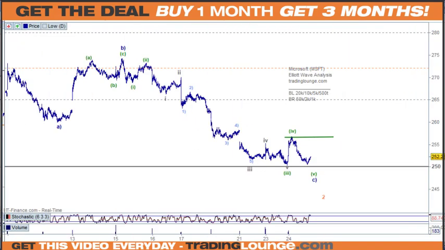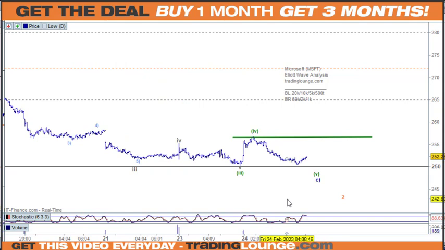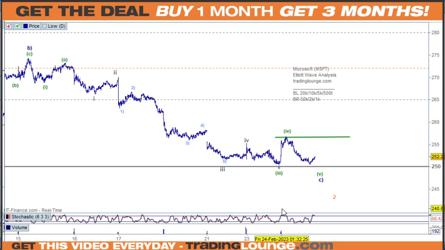Alrighty. Microsoft, well, we've got our wave 4, and if that's breached, we can go long at that point. We haven't really made a new low here. I can see that we've got 1, 2, 3, 4, 5 here. Unless I can look at that as wave 1 here, 1, 2, 3, 4, 5.